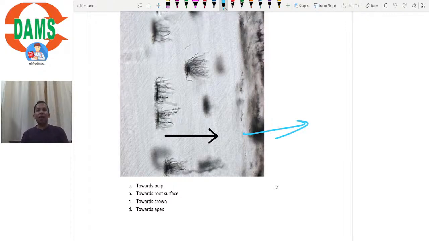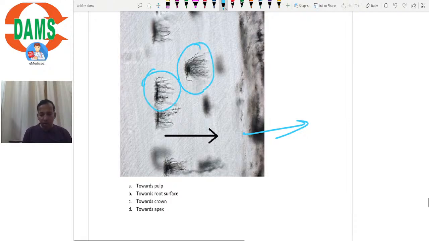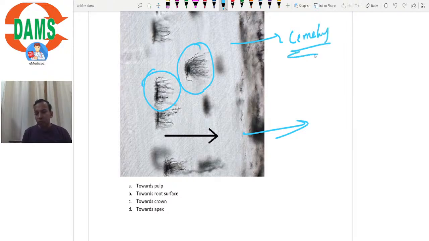तो ये कैसे पता चलेगा? How to find out which direction it is facing towards? So maybe these will help us, isn't it? So what do you see in this diagram? So obviously this surface, it probably is cementum. रूट सरफेस की बात कर रहे हैं, तो रूट सरफेस पे क्या होता है? सीमेंटम होता है. So probably this tissue is cementum.